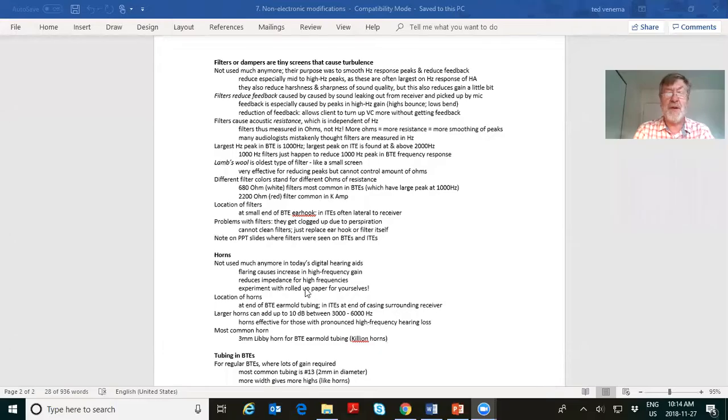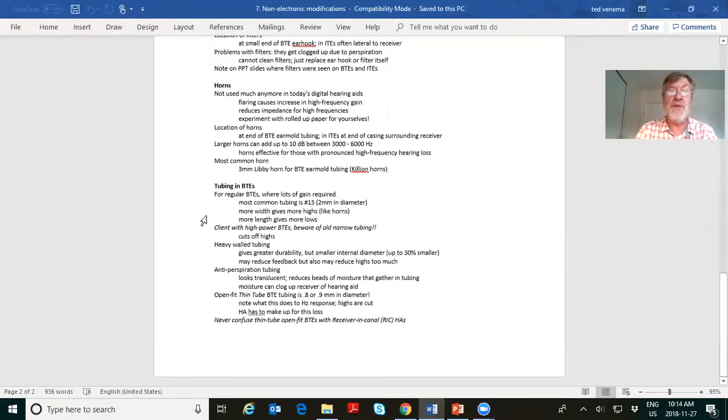So let's take this particular unit home so we can put it to bed. Okay, horns are done. So now we've talked horns. Move on down. Tubing in BTEs. For regular BTEs, like number 13 tubing, it is 2 millimeters in diameter. More width gives more highs, like horns. More length tends to give more lows. Don't worry about that. Client with high power BTEs, beware of old, narrow tubing. It cuts off the highs.